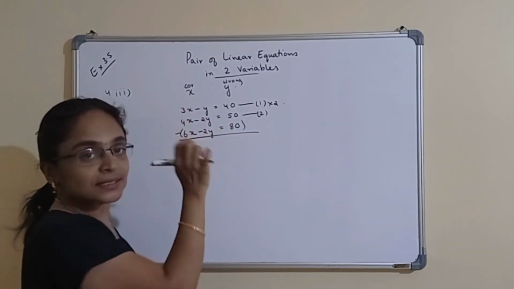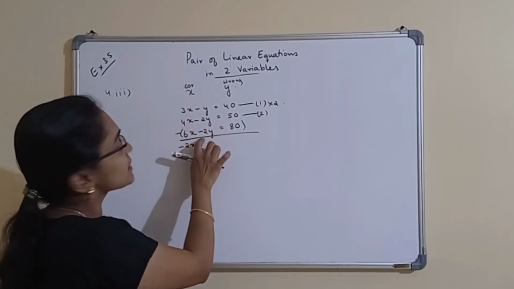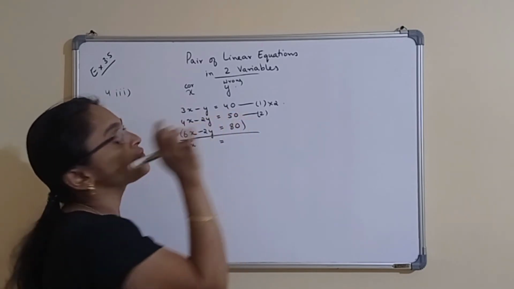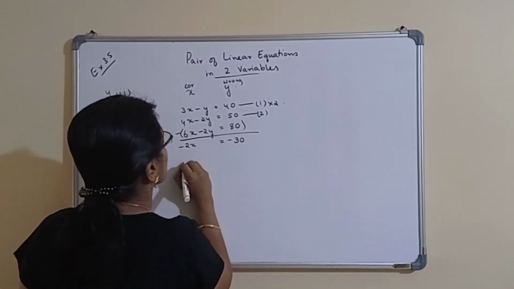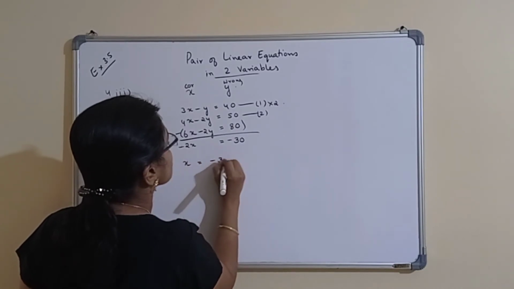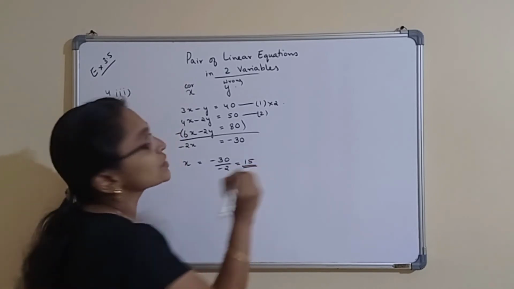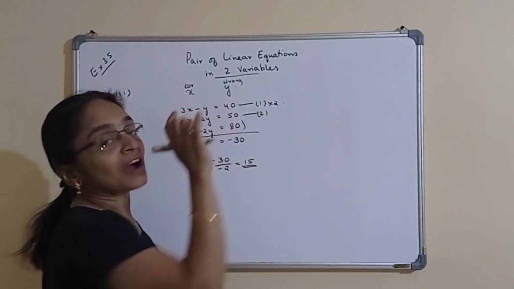So, 4x minus 6x is minus 2x, and minus 2y minus of minus 2y is plus 2y, that is 0, is equal to 50 minus 80. 50 minus 80 is minus 30, which means x is equal to minus 30 by minus 2, which is equal to 15. So, the number of correct answers is 15 and we have to find y.